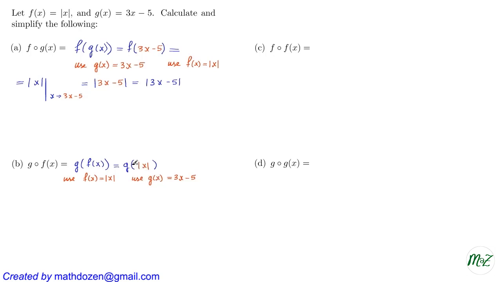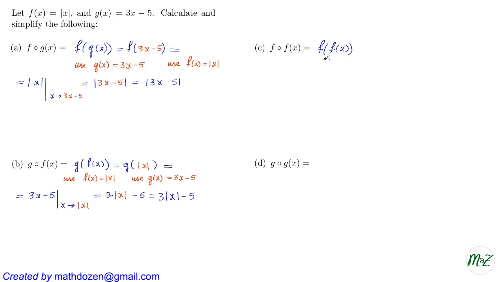So what this g of absolute value of x really means is that you take the formula, 3x minus 5, and you replace x with absolute value of x. So when you do that, you end up with 3 times absolute value of x minus 5. And if you use the same color, that's the answer, 3 times absolute value of x minus 5. So let me just write it using the blue color. So this is the same as 3 times absolute value of x minus 5.